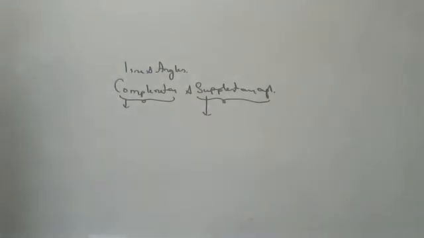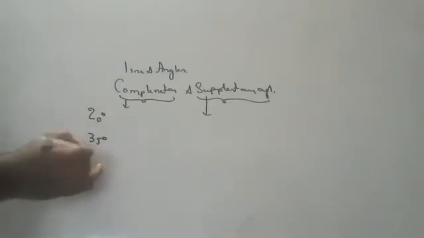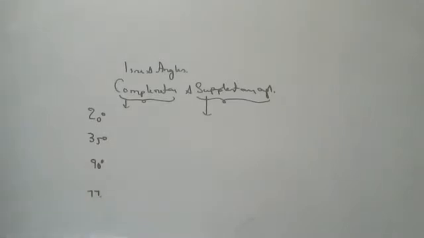So in the link in the description, children, please see here. First, the seventh question and the eighth question we will do. Very easy questions. Write the complement of the following angles. The first one is 20, the next is 35, then 90, then 77, and the other one is 30 degrees. What are the complementary angles for these angles?